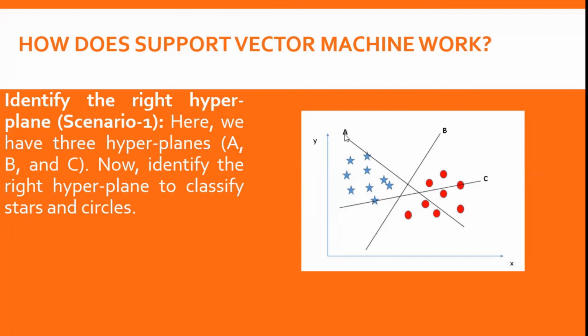If you have taken A, on the left side all stars are there, but we are getting the red dots also. So A is not suitable for us. Now we go with B. When you have taken B, on the left side all stars are there, on the right side all dots are there. What about C? The C line has gone through the stars and also through the red dots, so we are not getting a clean separation with C. Based on all these things, you can consider B as the hyperplane. Left side all star marks, right side red dots.